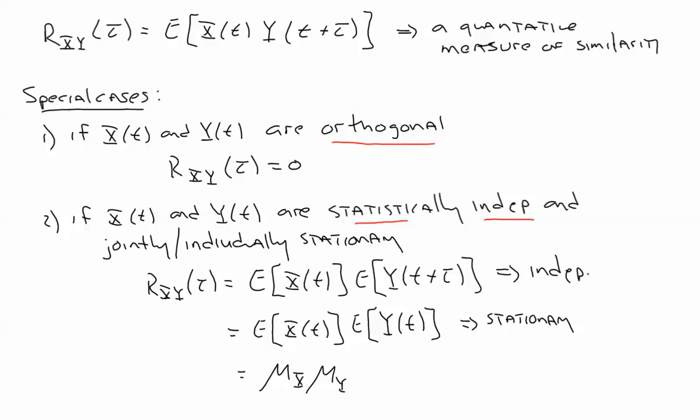All right. Some properties of cross-correlation. Properties. 1.